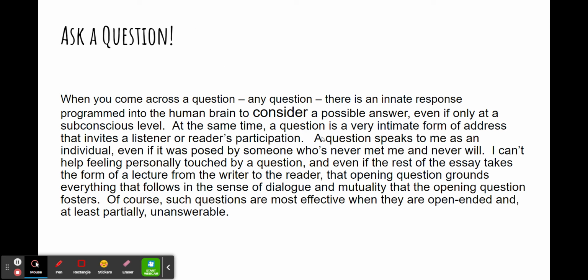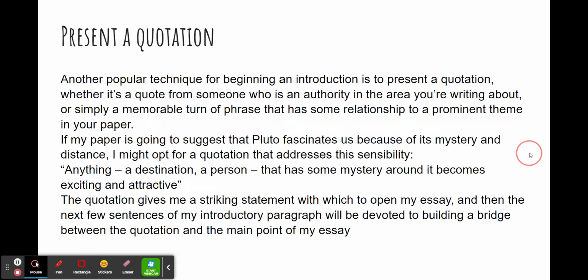The second most common example of a hook would be to present a quotation. Another popular technique for beginning an introduction is to present a quotation, whether it's a quote from someone who is an authority in the area you're writing about, or simply a memorable turn of phrase that has some relationship to a prominent theme in your paper. If my paper is going to suggest that Pluto fascinates us because of its mystery and distance, I might opt for a quotation that addresses this sensibility.